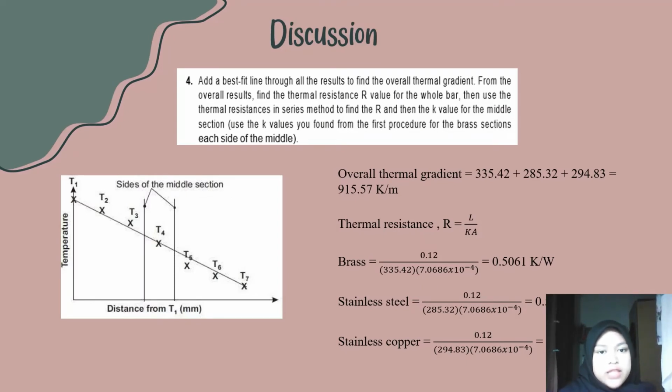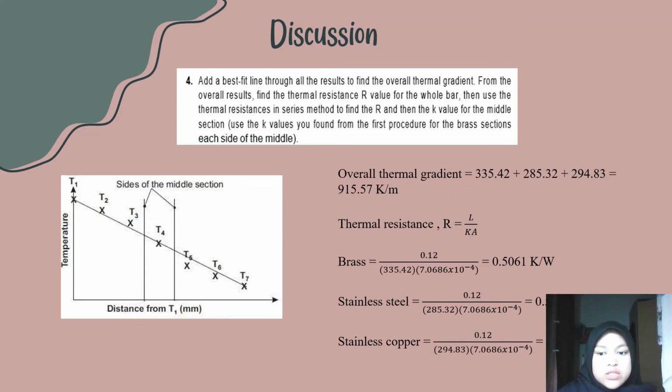Draw a best fit line through all the results to find the overall thermal gradient. From the overall result, find the thermal resistance R value for the whole bar and then use the thermal resistance in series method to find the R and the K value for the middle section. Use the K value you found from the first procedure for the brass section, each side of the middle.